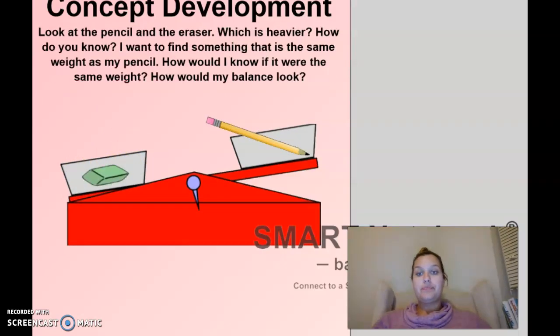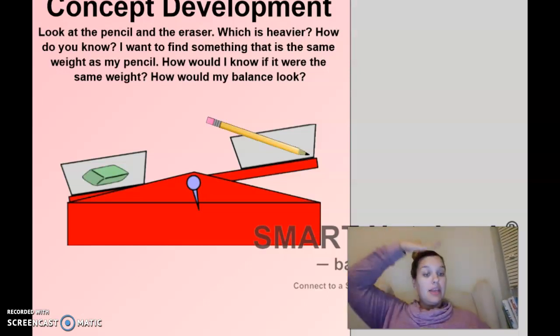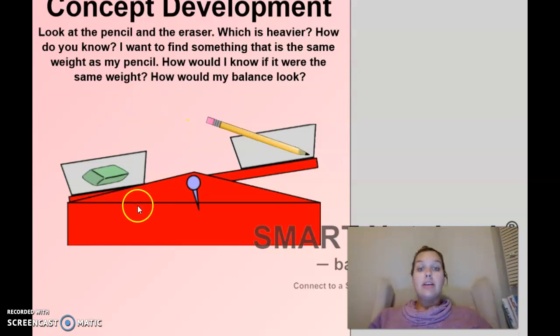Let's try another one. Now look at the pencil and the eraser. Which one is heavier? If you think it's the eraser, put your hand on your nose. If you think it's the pencil, put your hand on your head. If you put your hand on your nose, you are correct. The eraser is heavier than the pencil. The weight is down and the lighter object goes up.